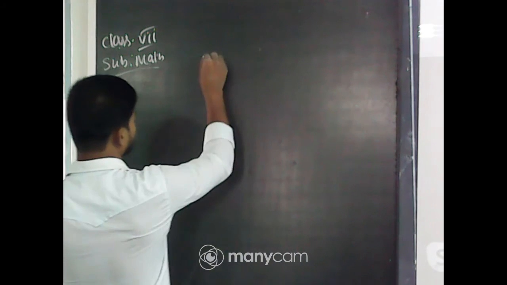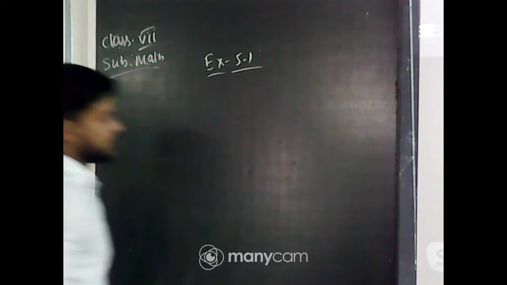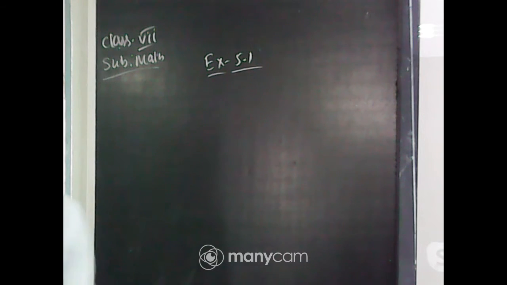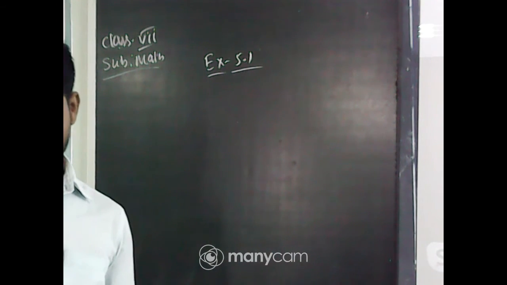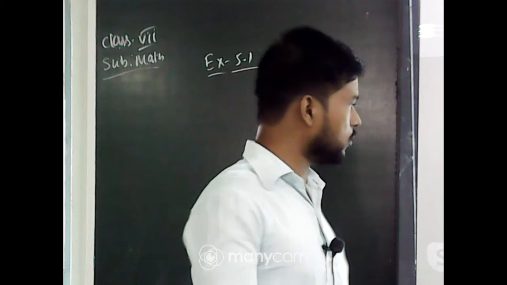Students, in the previous class we discussed various types of angles, isn't it? So today we'll start Exercise 5.1. Clear? Are you ready to start a new exercise? Okay, let's start. The first question is: find the complement of each of the following angles. A few angles are given here. We have to find out the complement.